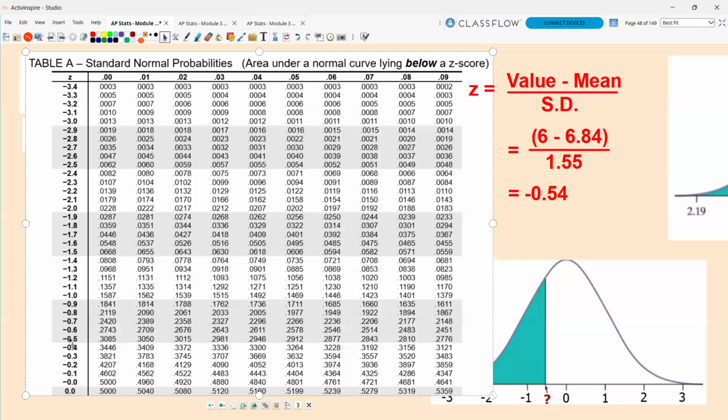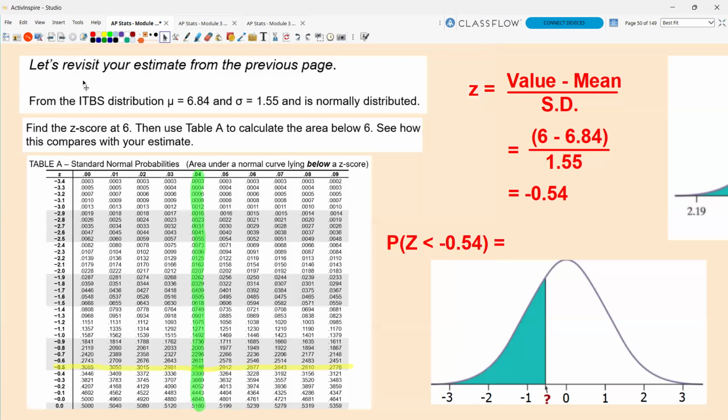So negative 0.5, and if you follow that, it's going to be right here. Those are going to line up in these two places, this column and this row. And this overlap, this 0.2946, that'll be your probability below that point. So the probability of being below 6, or below a z-score of negative 0.54, is about 29.46%.